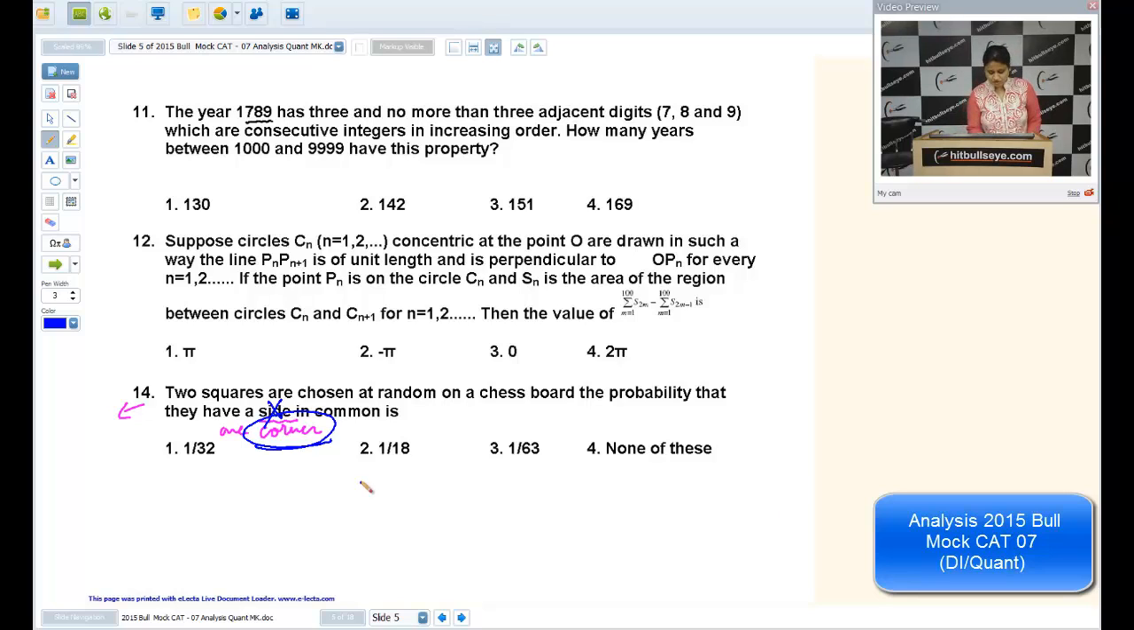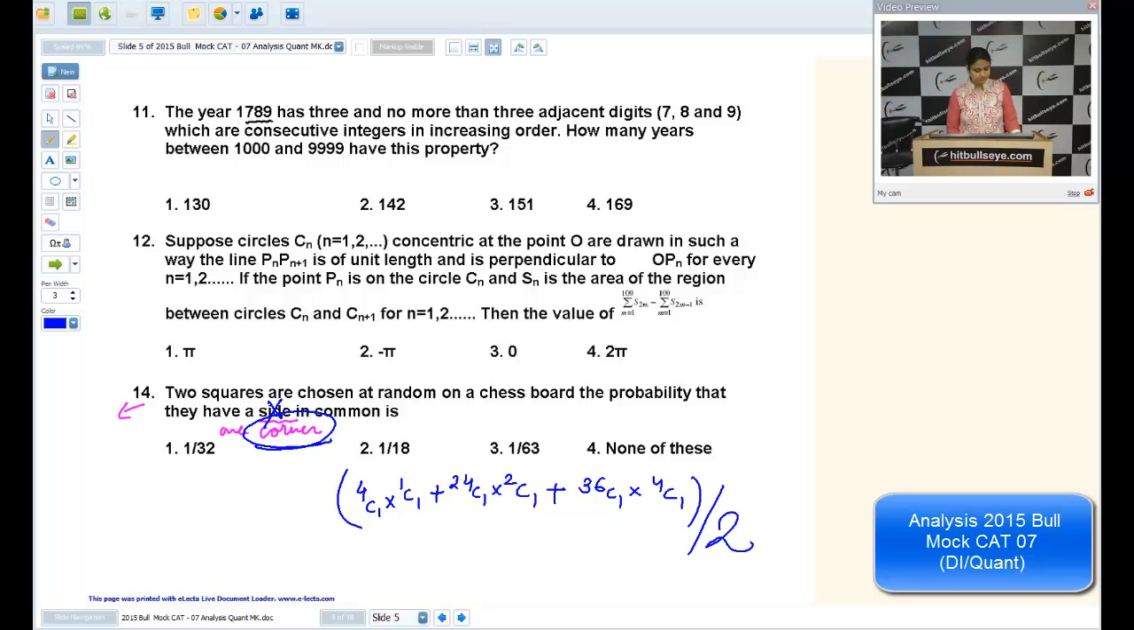So it will be for corners once again 4c1 into 1c1. For edges it will be 24c1 into 2c1. Plus for the innermost square it will be 36c1 into 4c1. With the same logic, we'll divide it by 2. Not 36c4. Okay, I'm leaving it here only. You can verify.